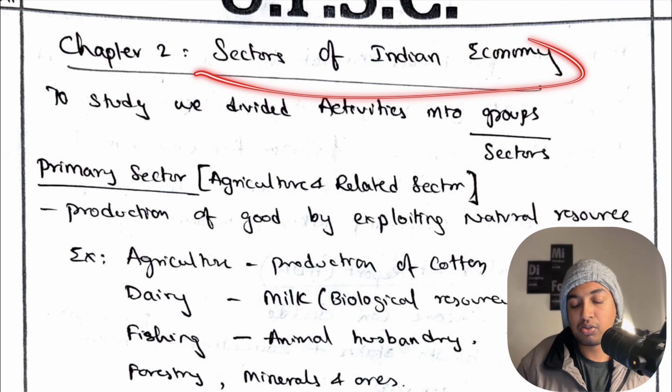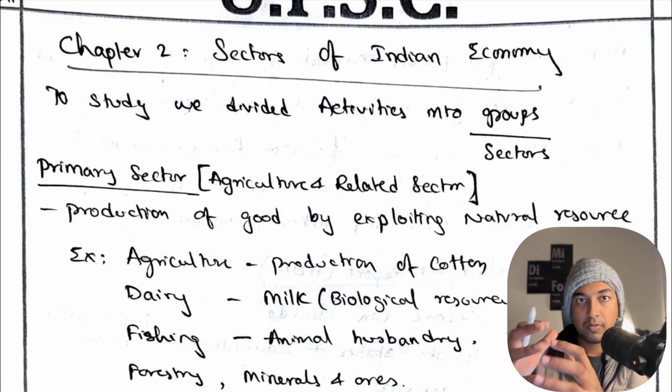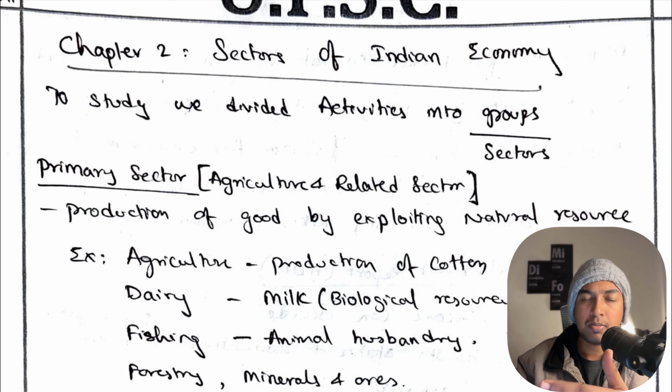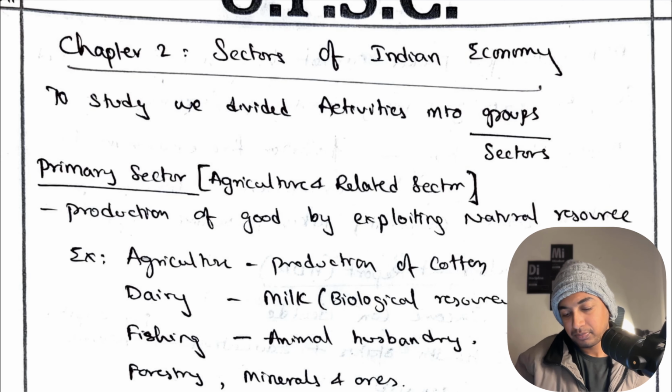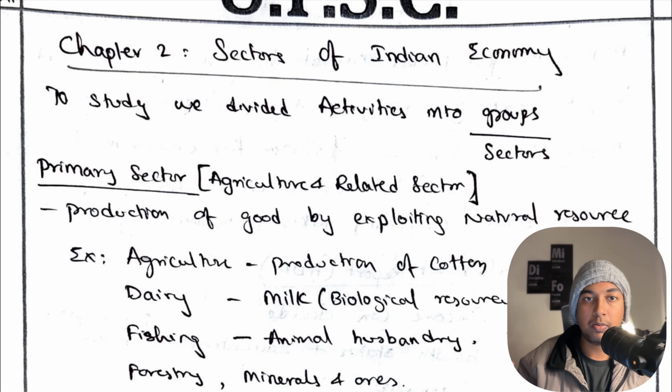Let's see how we are dividing the sectors of the Indian economy. The economy is a particular thing where there will be multiple sectors, and we can divide them using multiple criteria, right? For example, we divide humans as per gender, as per race, as per their citizenship. We can divide humans in multiple ways. Similarly, the sectors of the Indian economy can also be divided using multiple criteria.